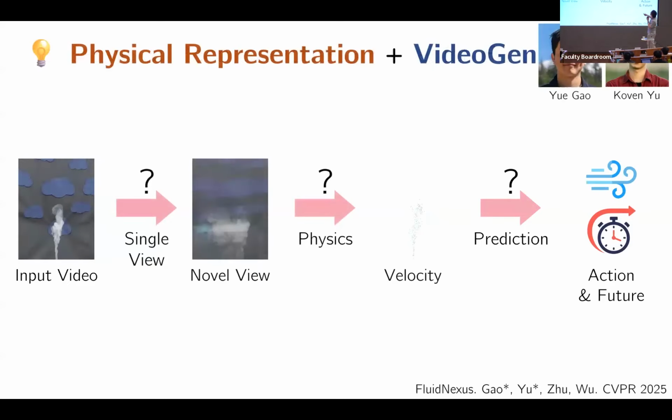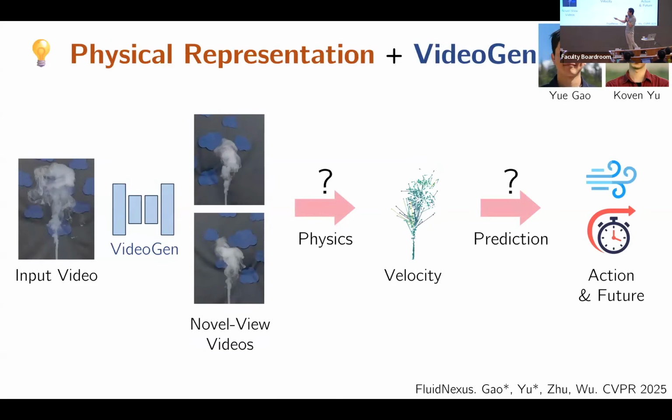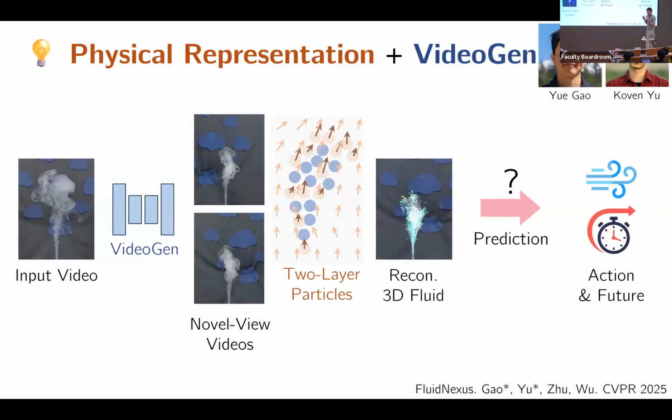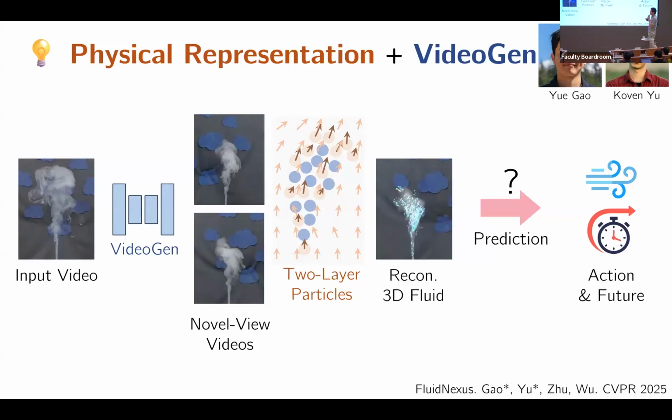Okay, so in this work, which is led by, again, Koven and Yue, who is my new PhD student, we think about how we can couple physical representations with, again, video generation methods. So we make innovations in each of 3 stages, thinking about how image and video gen can help us go from a single view input video to multi-view videos, and to fuse multi-view videos through a 2-layer particle, actually visual physical representation, so they can do 3D fluid and velocity appearance and velocity field reconstructions.